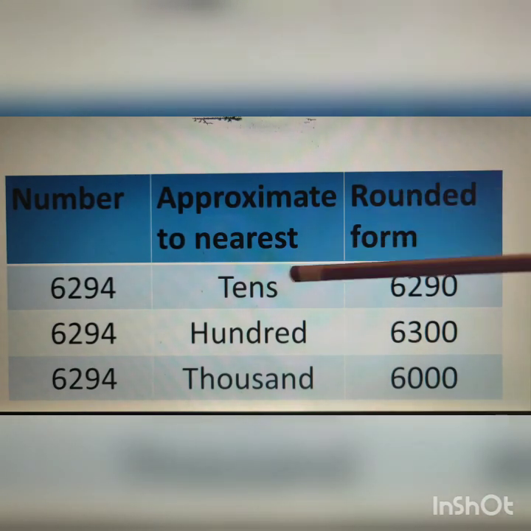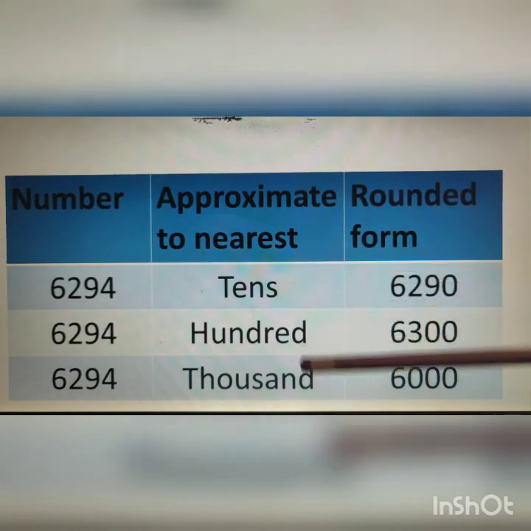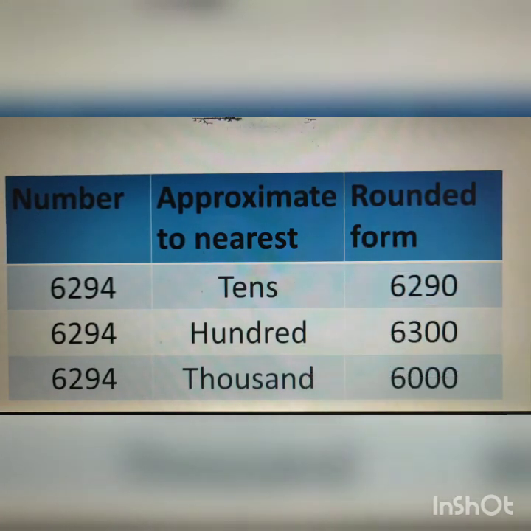So rounding off to tens, hundreds and 1000 examples are given. Today we have discussed what is estimation, and how to round off a number to the nearest tens, 100 and 1000.